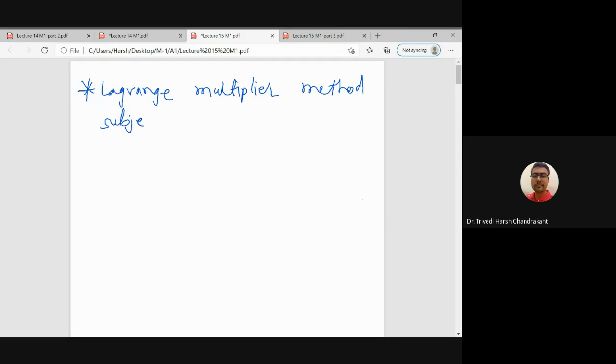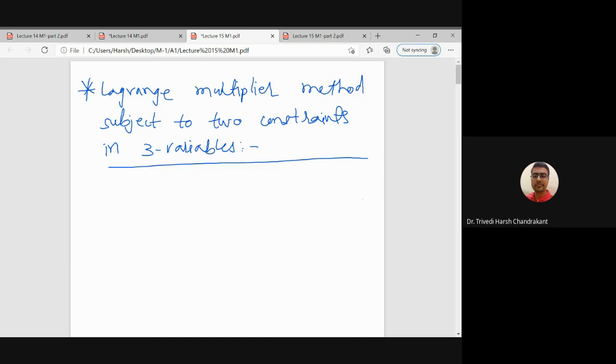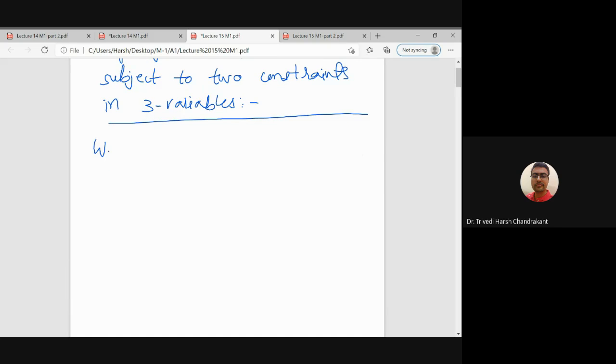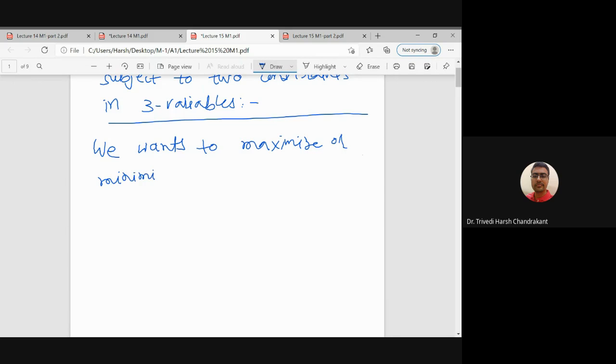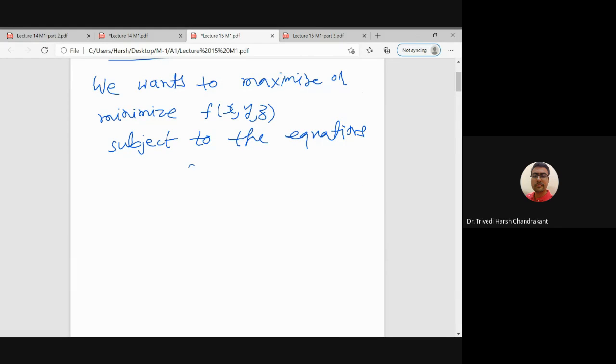Subject to two constraints in three variables. Here we want to maximize or minimize the function of three variables subject to the two equations. These equations are represented by two functions, g1 and g2.